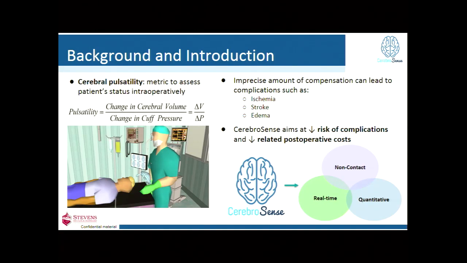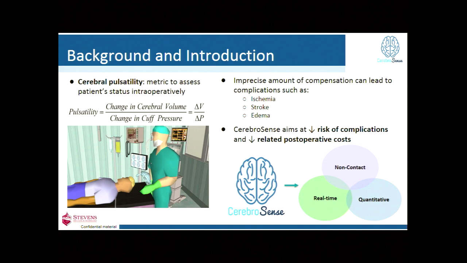So as you may know, pulsatility is a metric used in neurosurgery to measure the status of the patient during the surgery. It is defined as the change in cerebral volume over the change in cuff pressure. Now, as you can imagine, there are a number of complications that take place during brain surgery. Some of the top three are cerebral ischemia, stroke, and edema.